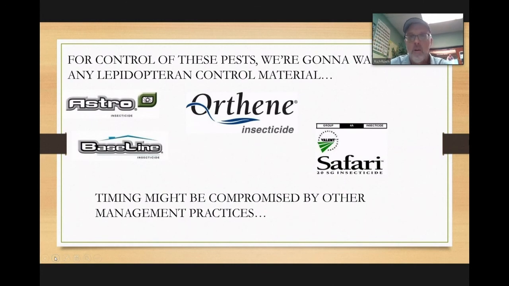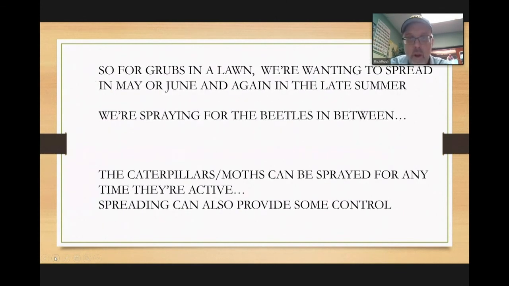But cutworms, armyworms, webworms, they're all susceptible to any of these different chemistries. There's nothing unique about any of these. They're very broad spectrum, they're very safe, and they're fairly inexpensive to use. For the grubs, again, May and June, that's your Dilox, that's your Arena, that's your imidacloprid. Spray the beetles in between. The caterpillars and moths can be sprayed at any time they're active. And again, that just may conflict with your management activities of when you're going to mow next and so forth.